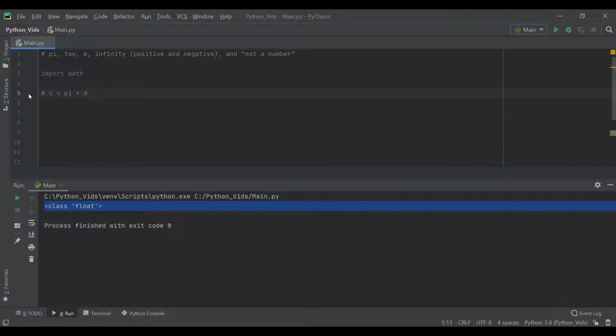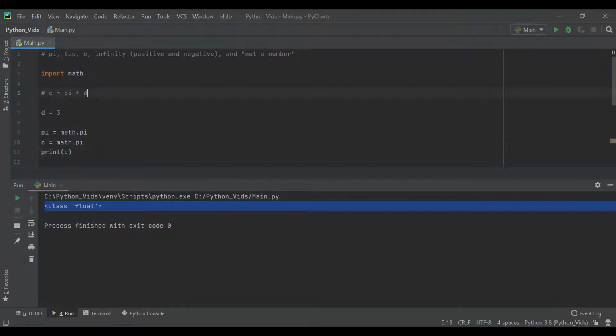Anyway, let's set up a little formula here. We'll need a diameter, and let's just make it 3. And we'll need pi. Let's make it math.pi. And then we'll have c equals pi times d. And then we'll print c.